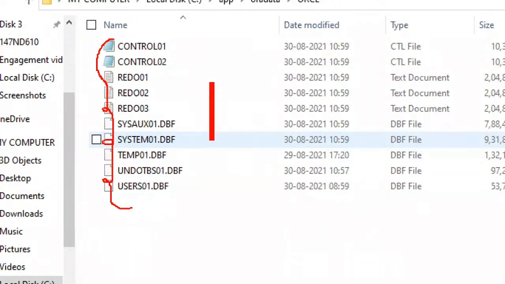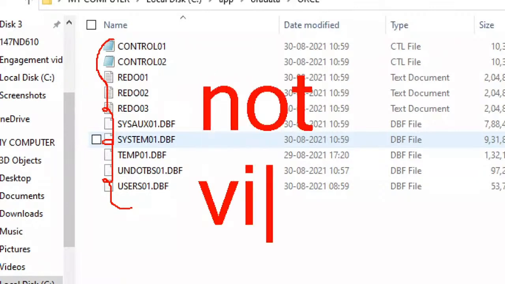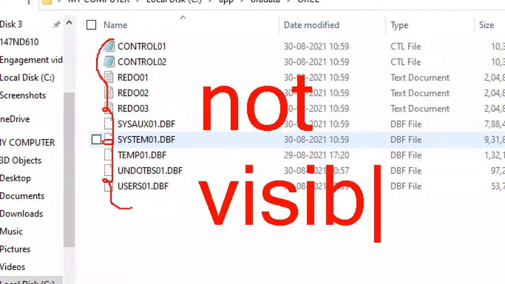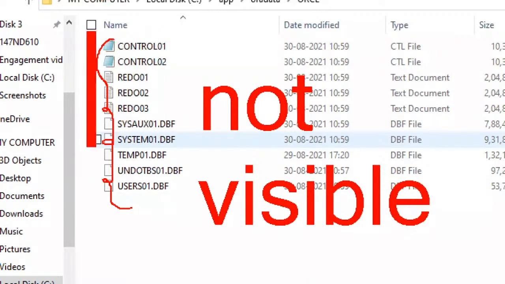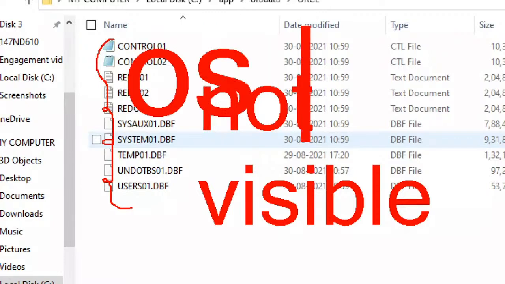But unfortunately, here Z is a table I gave. Is that table visible in the operating system or not visible? Very good, not visible. You are observing that it is not visible. That's why a structure which is not visible in the operating system, the OS, is called a logical structure. Very, very important. Tables are not visible in the C drive, D drive. Views are not visible in the C, D, E drive. Indexes, functions, and procedures are also not visible.